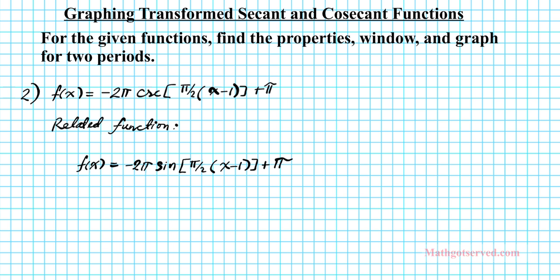So how do we know this? We remember our reciprocal identities. We know that cosecant theta is equal to 1 over sine theta. All right, so we're going to graph the reciprocal, which is a parent function, and then we use that to generate the graph of cosecant. Now that we have the related function, let's find the properties of the related function first.